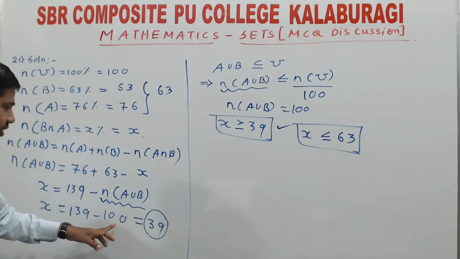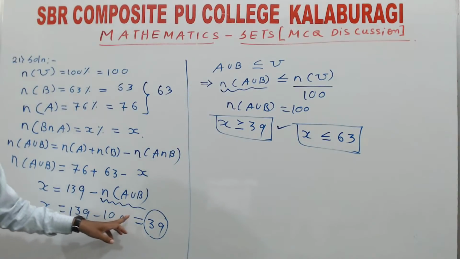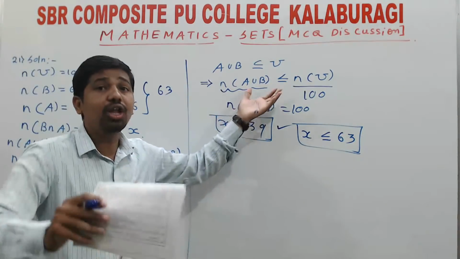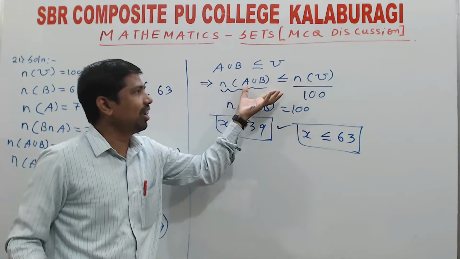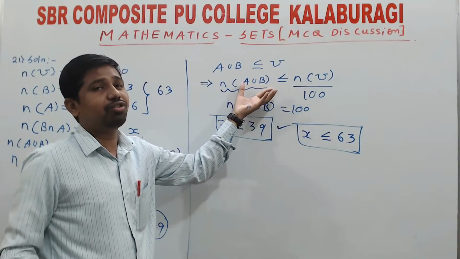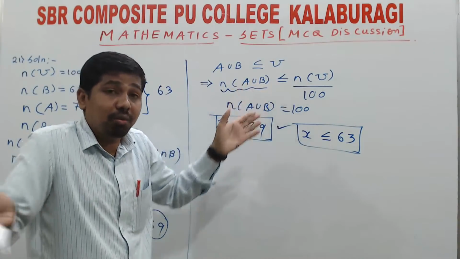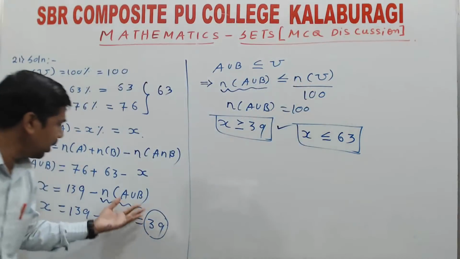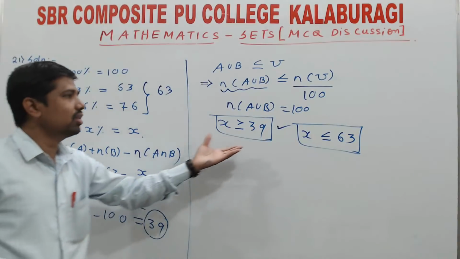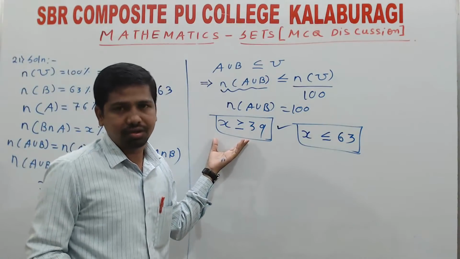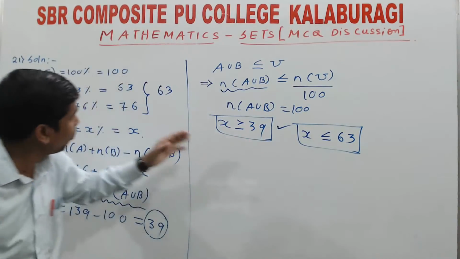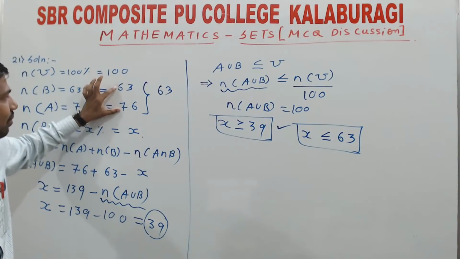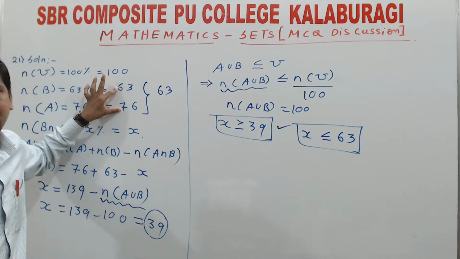You cannot directly substitute n(A ∪ B) equal to 100 and write X equal to 39, because we don't know what n(A ∪ B) is. We know only the universal set, so I am checking depending on the relation. If I take the maximum elements in A ∪ B, 100, I get 39 as the minimum common in A ∩ B. The maximum common between these two sets is 63. Can we take 76 as common between these two sets? No.